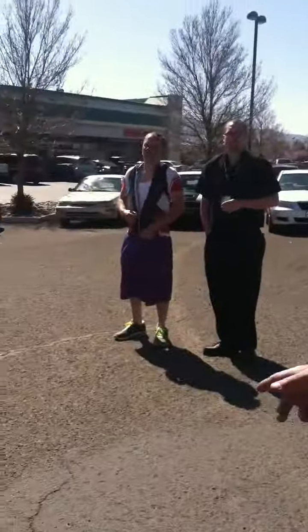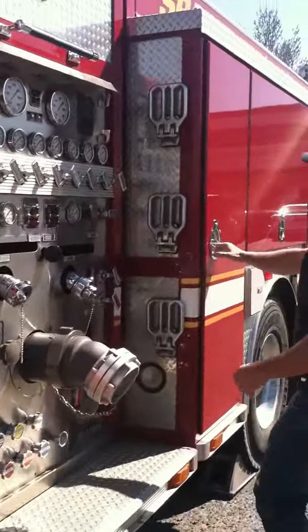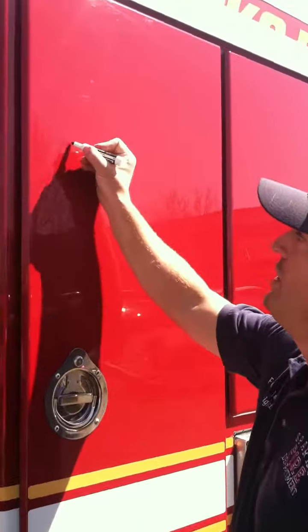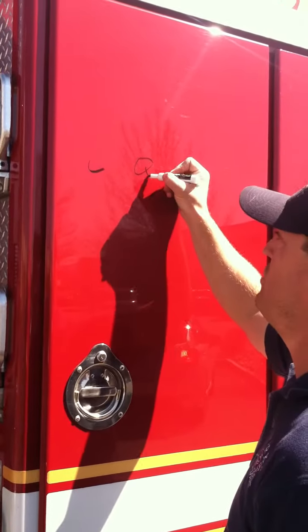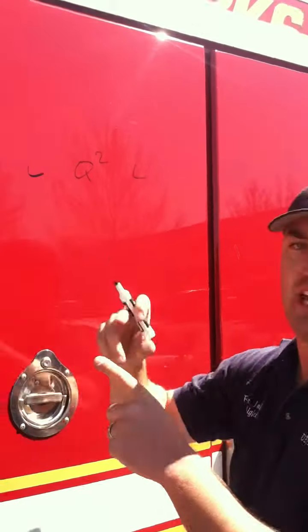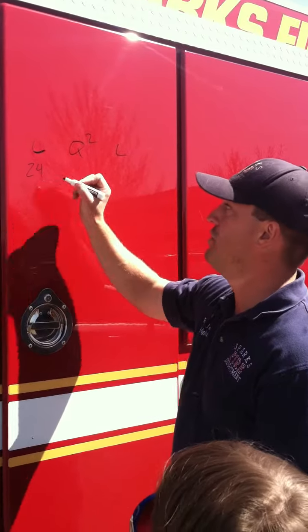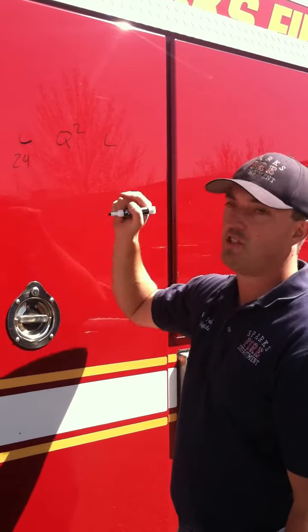And you need to be able to do that in your head? Yeah, we do it in our head really quick, and then we'll confirm it. So what we'll do is we'll take these dry erase markers. Our basic formula is CQ squared L, where C is the coefficient of your length of hose. So if you have a 1 3/4 hose, your coefficient is 24. Q squared is your gallonage.